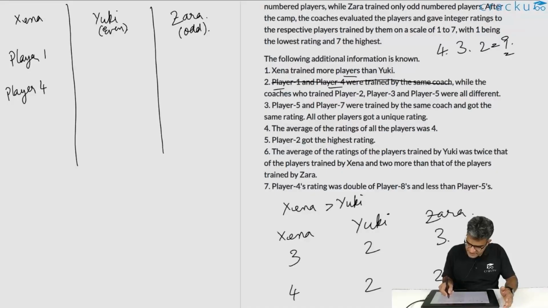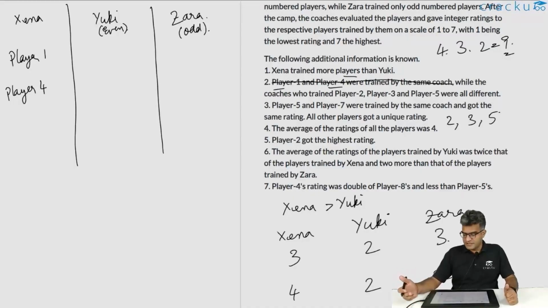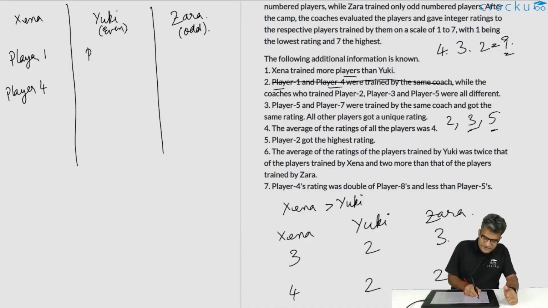This is completely done. While the coaches trained player 2, 3 and 5 were all different. So 2, 3 and 5, one of them was trained by Zena, one of them was trained by Yuki, and one of them was trained by Zara. If you're looking at the numbers 2, 3 and 5, player 2 has to be trained by Yuki. Why is that the case? Because player 3 cannot be trained by Yuki, player 5 cannot be trained by Yuki. So player 2 has to be definitely trained by Yuki. And player 3 and 5, one of them is trained by Zara, one of them is trained by Zena. So with respect to players 3 and 5, either Zena trained them or Zara trained them.